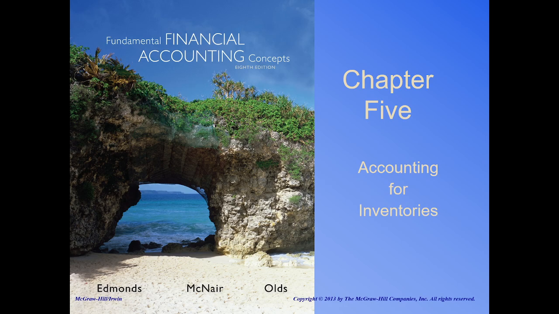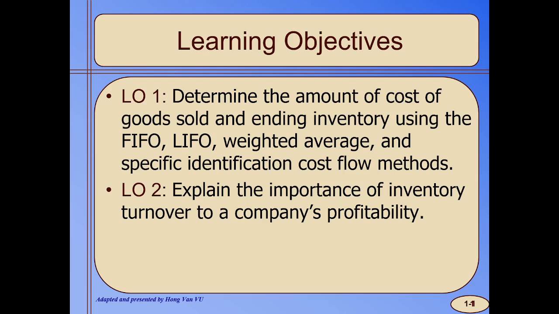In this chapter, we introduce the four inventory cost flow methods. Our learning objective is very simple. In this chapter, we determine the amount of goods, cost of goods sold, and ending inventory using the FIFO, LIFO, weighted average and specific identification cost flow methods. And I will explain the importance of inventory turnover to a company's profitability.